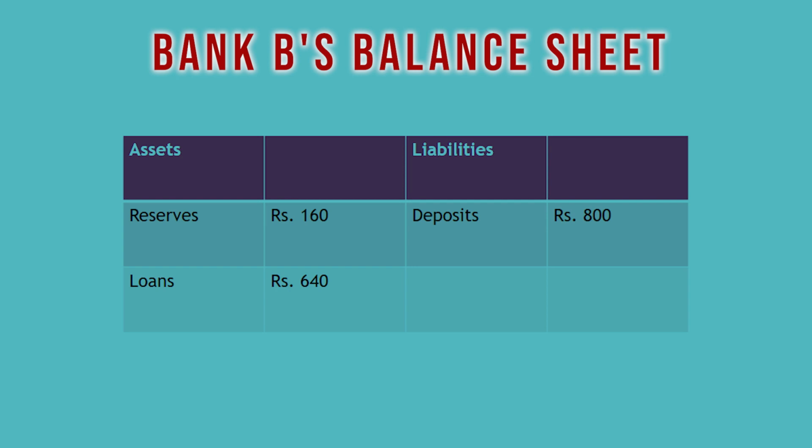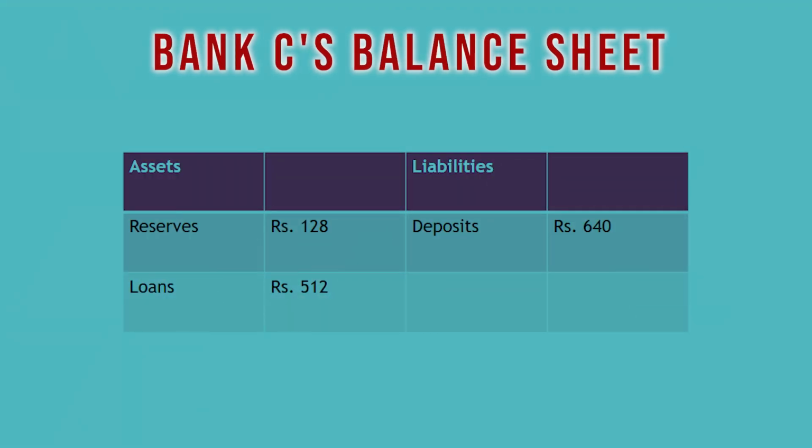Now in the reserves, we have 160 rupees as reserves, and loans that can be given out by Bank B is 640, while the deposits is 800. How did this come about? Because that person who had taken a loan of 800 rupees from Bank A has basically deposited that 800 rupees in Bank B. So 20% of 800 rupees is 160 rupees, which is kept as reserves in Bank B, while Bank B can now lend out 640 rupees as a loan to another person. So here we see that Bank B receives 800 rupees in deposits. It keeps 20% or 160 rupees in reserve and lends out 640 rupees. So Bank B again creates 640 rupees of money.